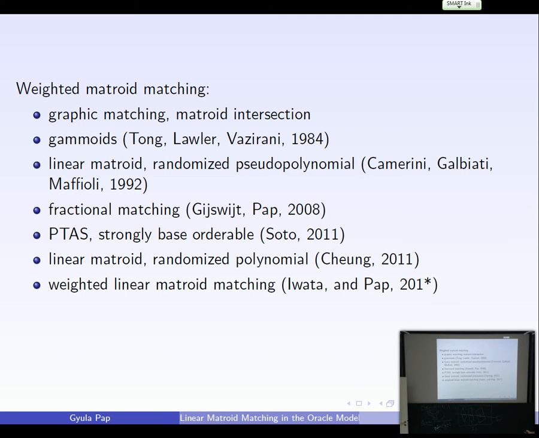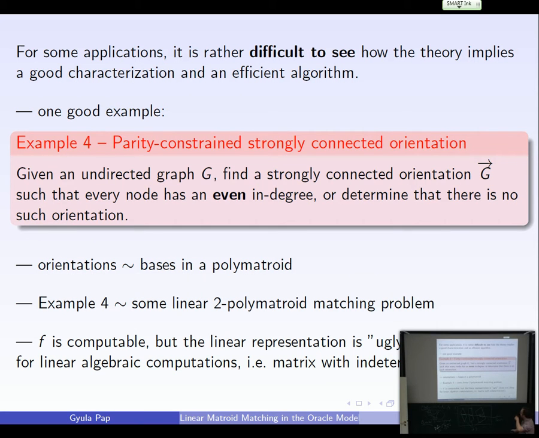That's another talk. So, as I mentioned, you can do an ugly representation, and there is a combinatorial problem for which we don't know the solution because it only has an ugly representation. This is the problem. The input would be an undirected graph, and the question is: does it admit an orientation that is strongly connected, and so that every node has an even in-degree, an even number of edges oriented toward that node?